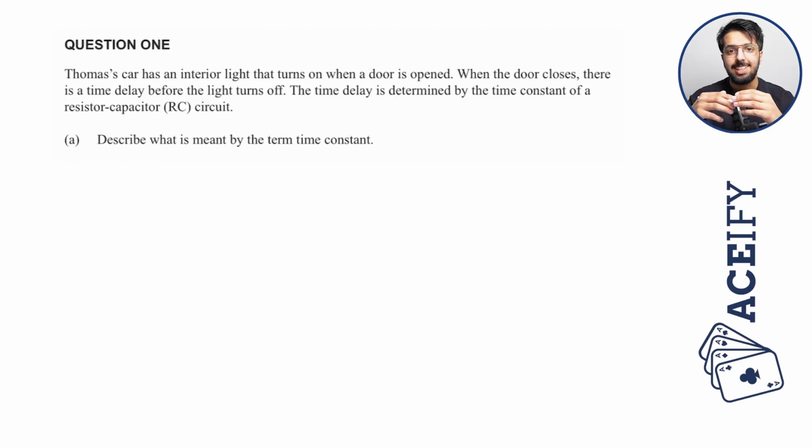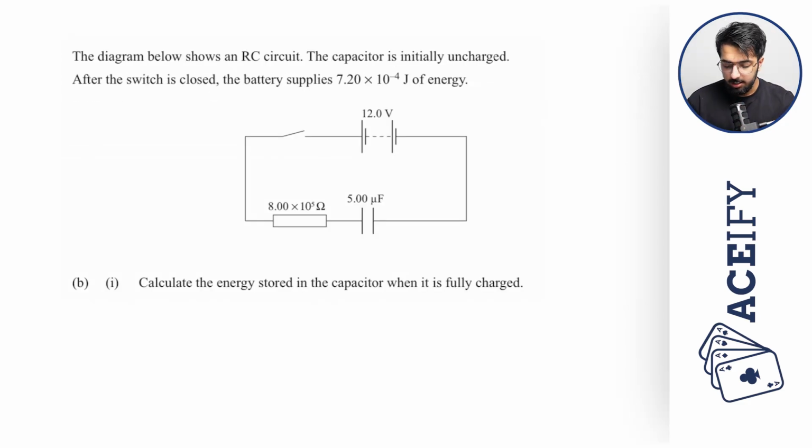So the time constant is the amount of time taken for the current or voltage value to change by 63% compared to its previous value, okay? So you can write that in. The diagram below shows an RC circuit. The capacitor is initially uncharged. After the switch is closed, the battery supplies 7.2 times 10 to the negative 4 joules of energy. Calculate the energy stored in the capacitor when it's fully charged.